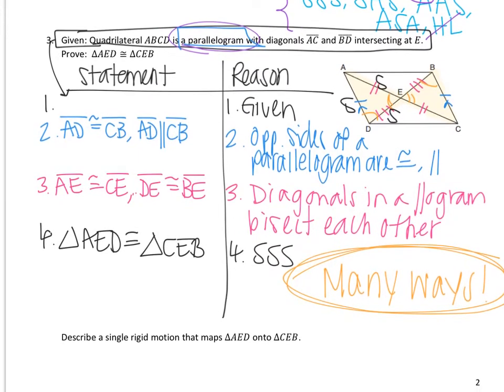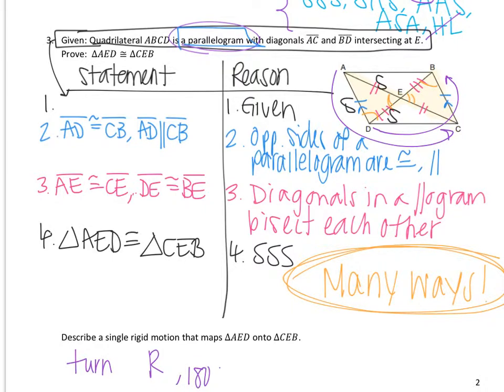The next part to this problem says describe a single rigid motion, meaning one single transformation that preserves distance that maps triangle AED onto CEB. So if I want A to map onto C and D to map onto B, you can see that this is a turn. Or in other words, a rotation of 180 degrees.